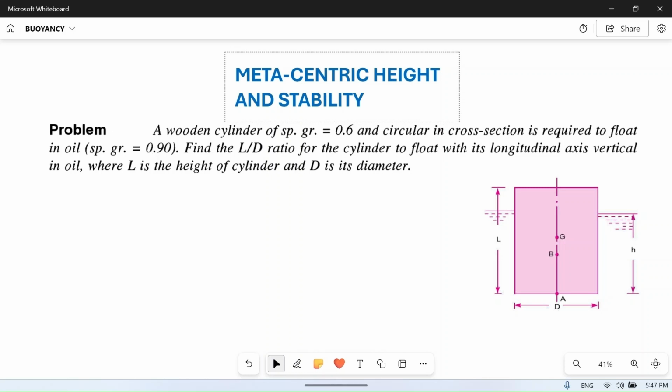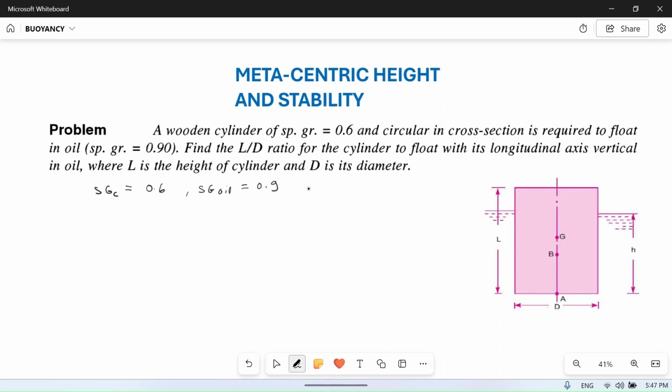So in this video we will solve a numerical problem which is based on the metacentric height and stability. So let's read the problem. A wooden cylinder of specific gravity 0.6, circular in cross section, is required to float in oil. The specific gravity of the oil is 0.9. Find the L by D ratio for the cylinder to float.